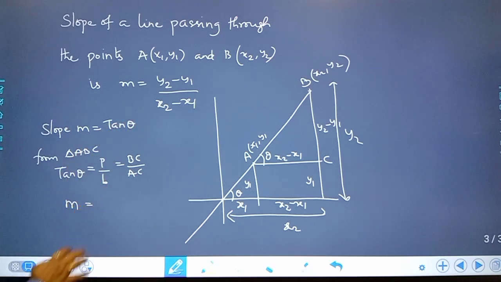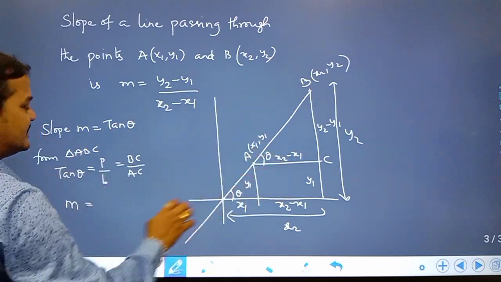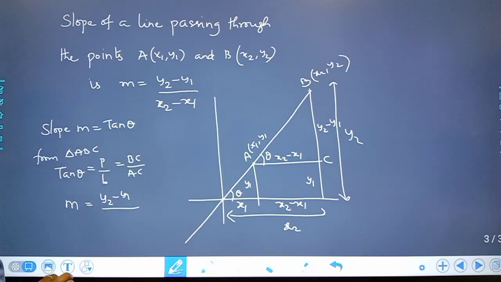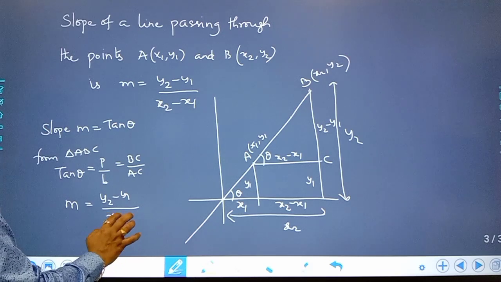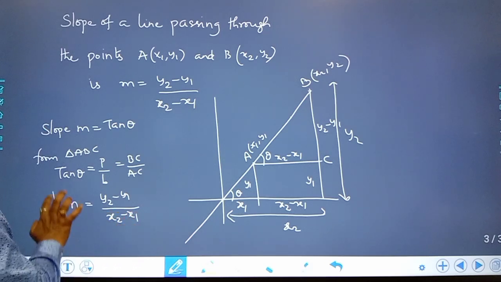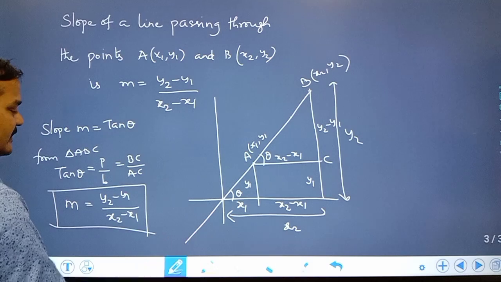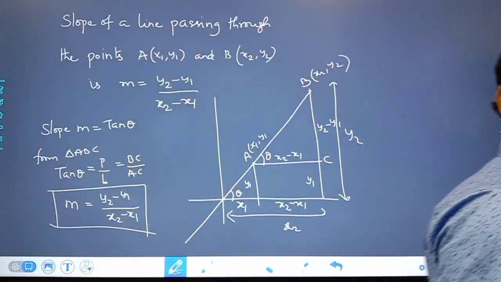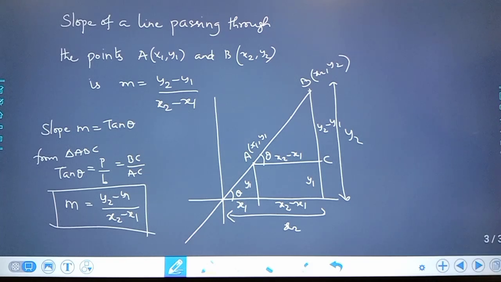So m is equal to BC, which is the distance y2 minus y1, and AC is the distance x2 minus x1. This is the formula for the slope of a line which passes through two points: difference of the y coordinates by difference of the x coordinates. That is the slope of a line.